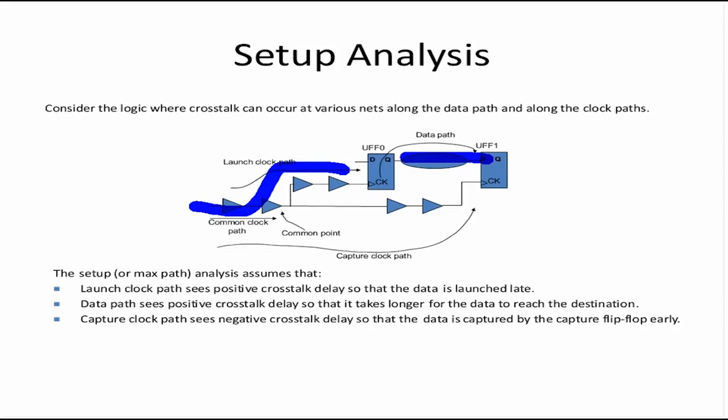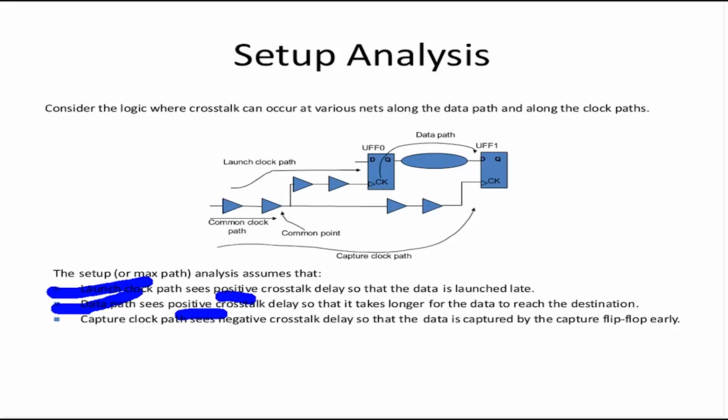So again, let's summarize in the figure here. The setup analysis assumes that the launch clock path sees positive crosstalk delay, data is launched late, and the data path sees positive delay, so that it takes longer for the data to reach the destination. The capture clock path sees negative crosstalk, right? So again, there's a common clock point. I'll tell you how this affects the analysis later. But again, apply the same principle. If you are PrimeTime, your job is to always assume the worst case, right? What is the worst case for setup? The data getting delayed and the capture clock coming earlier. This is the worst case for setup.